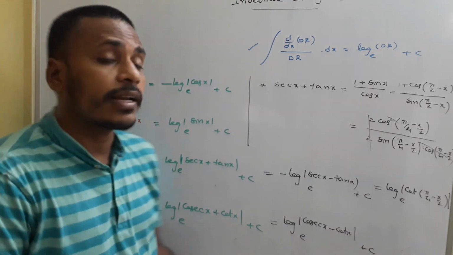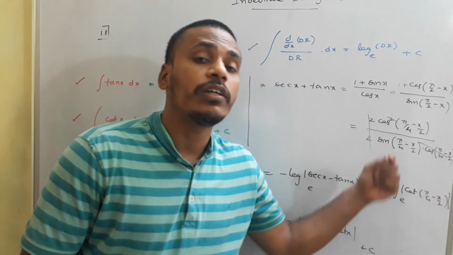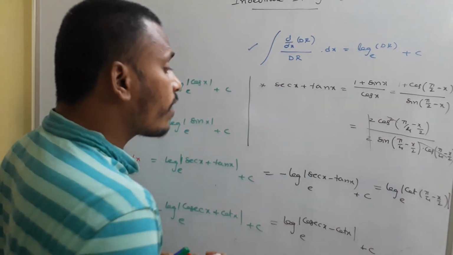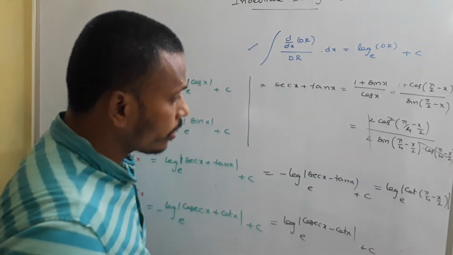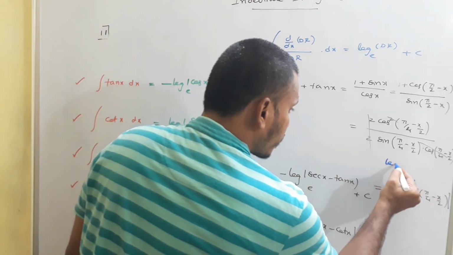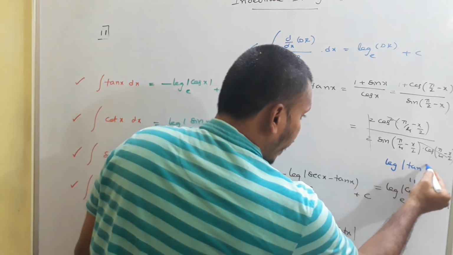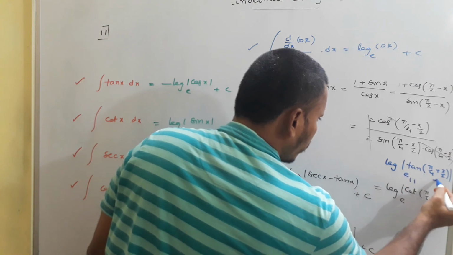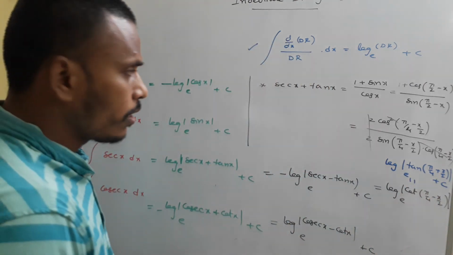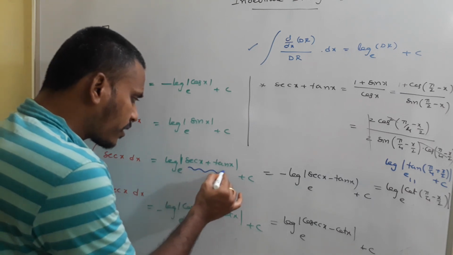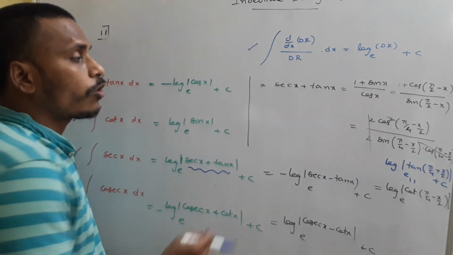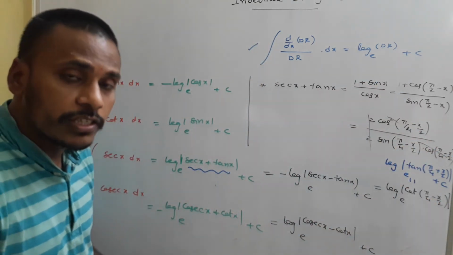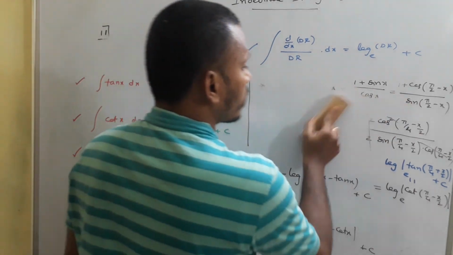And sometimes this cot, if you convert it into tan, becomes tan of pi by 4 plus x by 2. So we have another chance for writing this. This is also written as logarithm of tan of pi by 4 plus x by 2 to the base e plus c. Just observe everything. See, this is secant x plus tan x. This secant x plus tan x from trigonometry can be simplified as cot of pi by 4 minus x by 2, which is again equivalent to tan of pi by 4 plus x by 2.